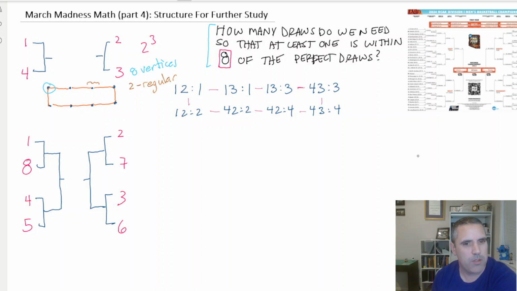But what about if you want to be within 3 of everything? Well, that takes care of it. So 2 draws will be within 3 of everything. I don't know if that's good or bad, but that's the sort of question I want to ask.